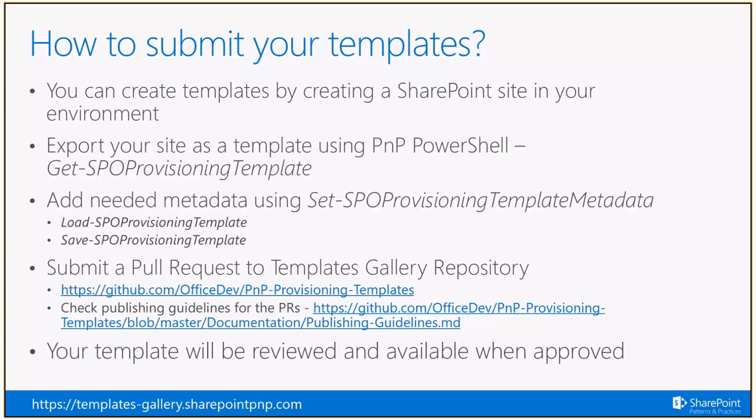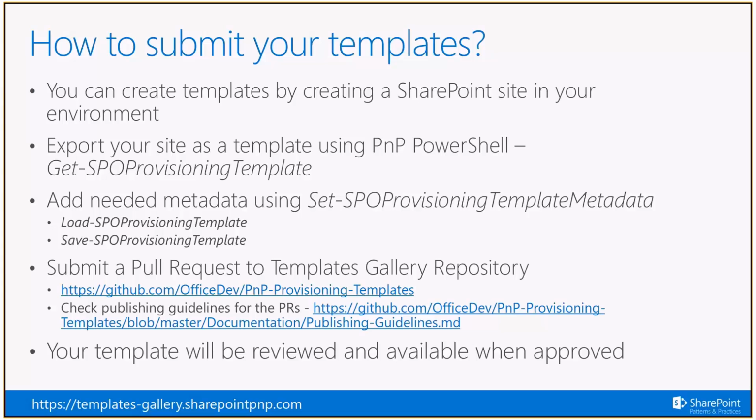Now, after the PnP file is ready to be used, you then essentially submit a pull request to the templates gallery repository, which is located in github.com/office-dev/PnP-provisioning-templates. And if you go to that repository, you can actually see the folder structure in the repo, which is reflecting the categories also within the PnP template site. So you're able to actually submit your pull request against a certain folder, and that will then define what is the category where the template is available.